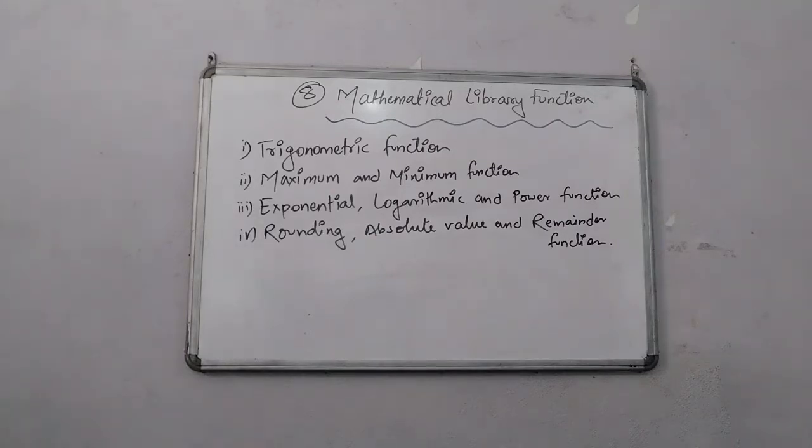Then we have the fourth categorization, that is rounding. We can round up numbers. The concept is the same as what we do in maths: 0.5 and above goes to the higher value and below stays the same. That's rounding. Then absolute value, which ignores whether the number is negative or positive, and only the value is displayed. And the remainder function: when we divide two numbers, the remainder part is calculated separately.